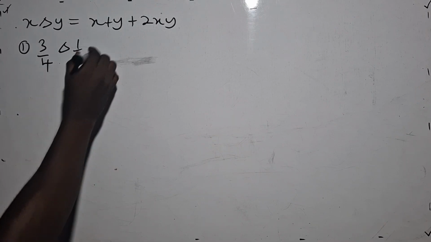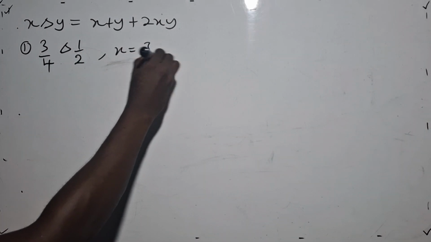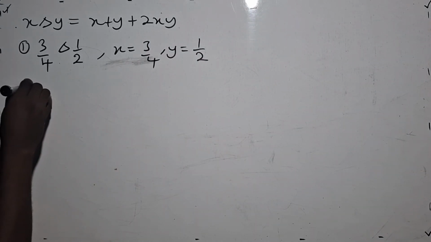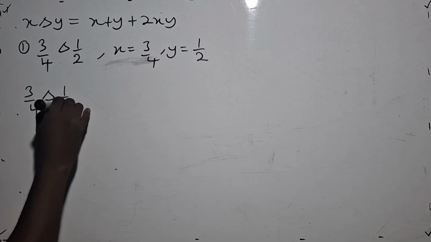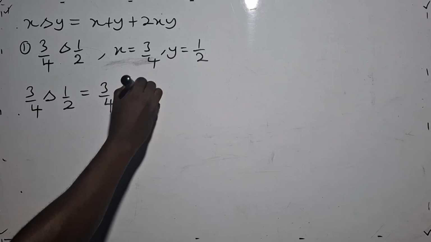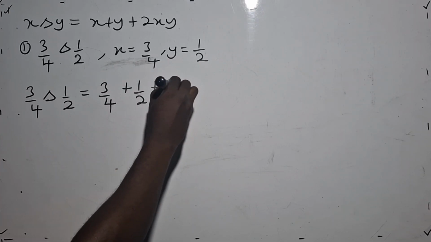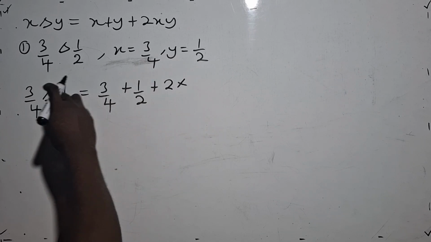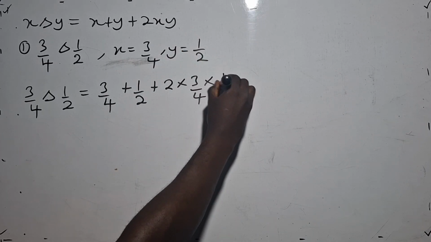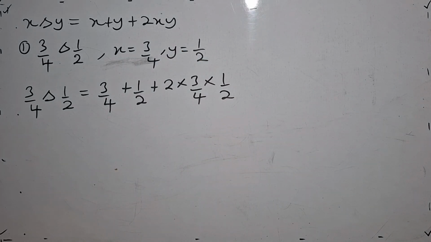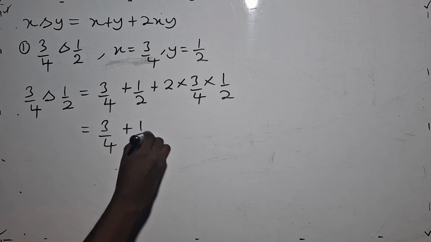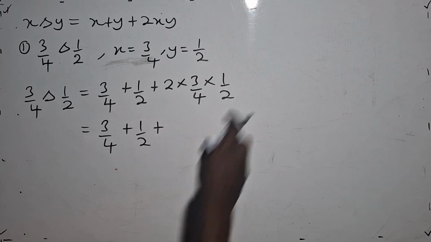This involves fractions, so pay more attention here. We need to understand that the x is 3 on 4, then the y is 1 on 2. So 3 on 4 operation 1 on 2 will be equal to x, 3 on 4, plus 1 on 2, plus now 2 times the 3 on 4 times y, which is 1 on 2. These are multiplying. So follow closely. This one will give me 3 on 4 plus 1 on 2 plus, now these are multiplication of fractions.